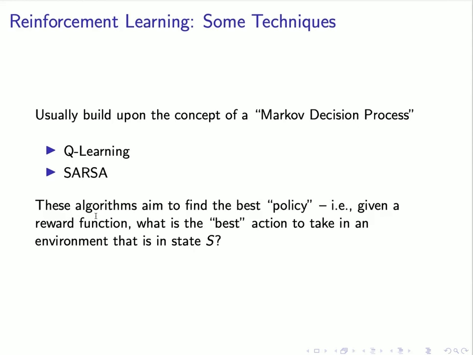What they do is try to find the best policy. So given a state of the world, what is the best action to take in an environment? Assuming that the agent is in state S in its environment, what is the best action to take in that situation? It learns by trial and error, just as simple as that. And it collects positive and negative rewards as it goes along.